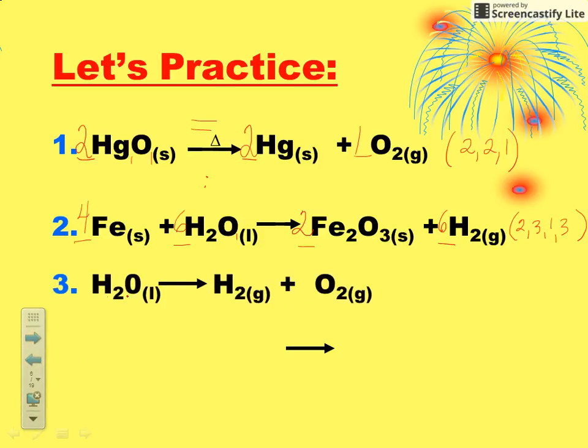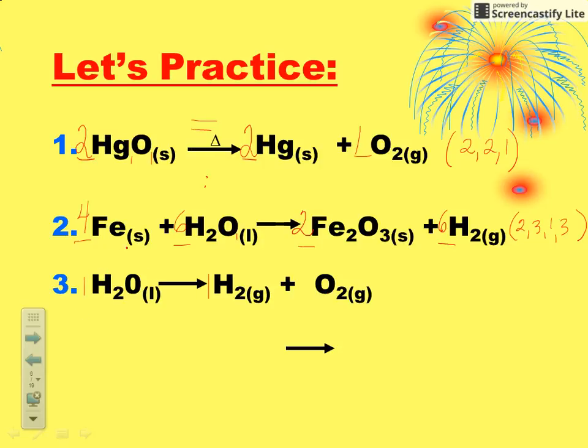I do not see any large or odd subscripts, so I'm just going to start here on this side. I have 2 hydrogens on this side, 2 hydrogens on this side, because 1 times 2 gives me 2, 1 times 2 gives me 2. Now look at your oxygens. 1 times 1, I have 1 oxygen here, but 2 oxygens here, so they're not balanced. So let's come back over here.